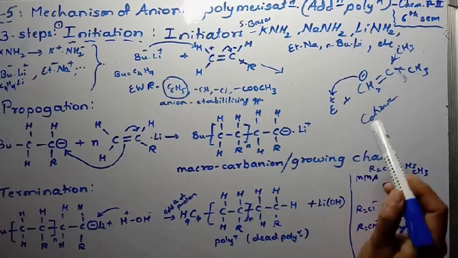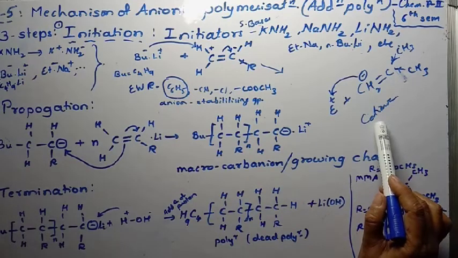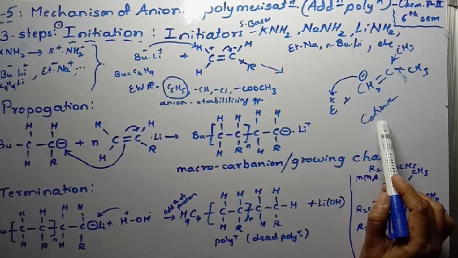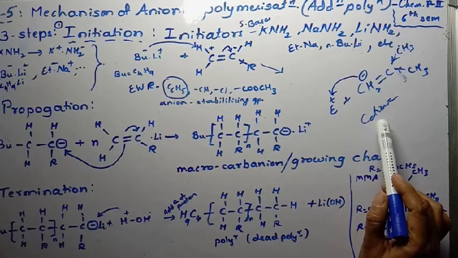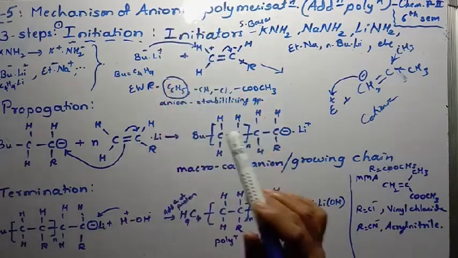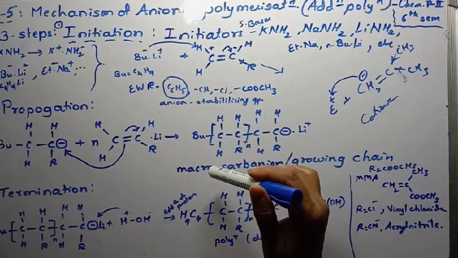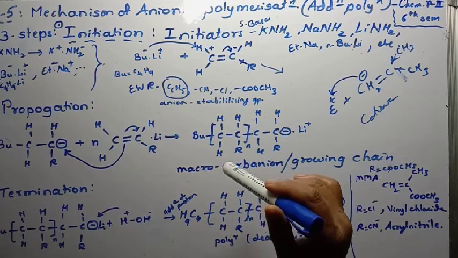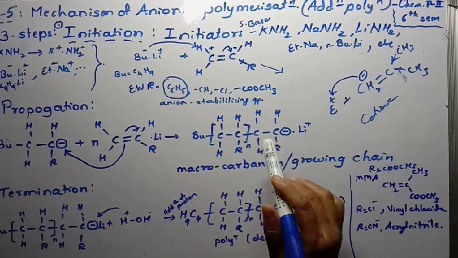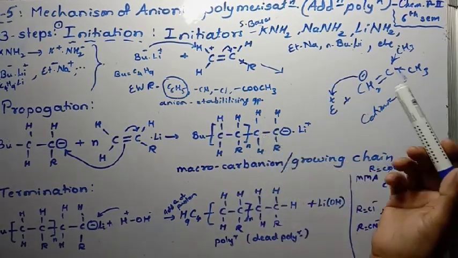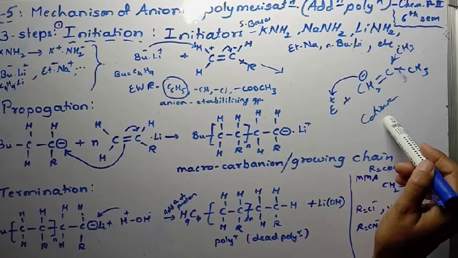Now the effect of temperature. In the case of cationic, low temperature increases the rate of polymerization. So the polymerization reaction usually favors a low temperature. But in the case of anionic polymerization, as the temperature increases, the rate of polymerization increases. Okay, and now during this process, the rate of polymerization is slow in the case of anionic polymerization, and in the case of cationic polymerization it is fast.